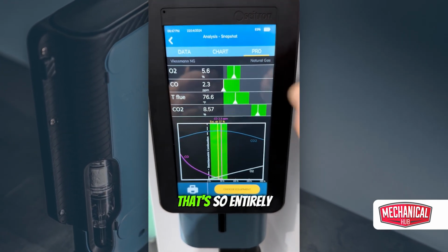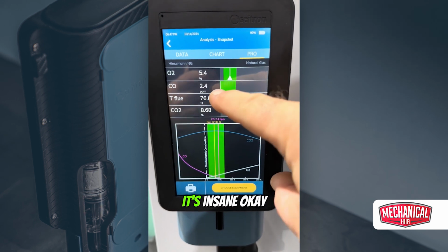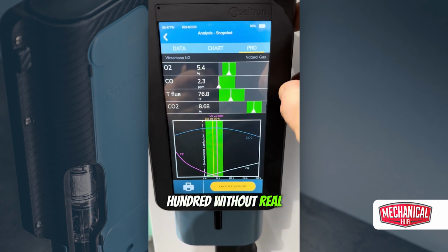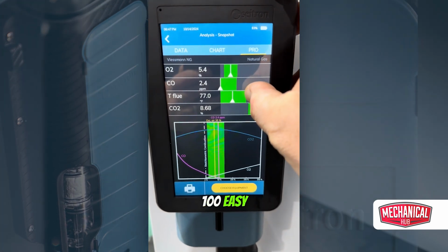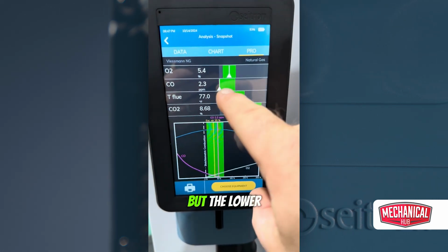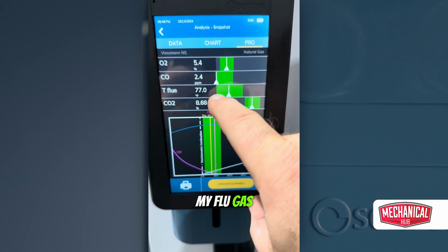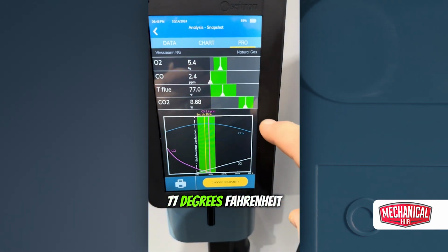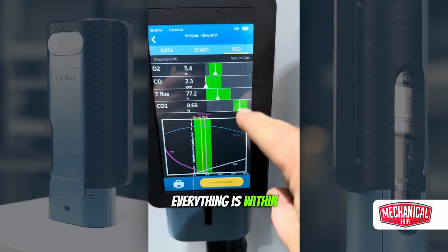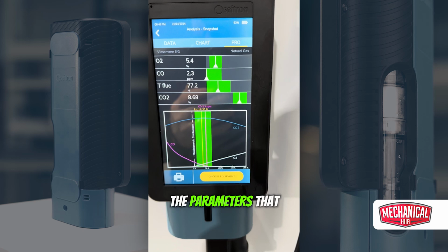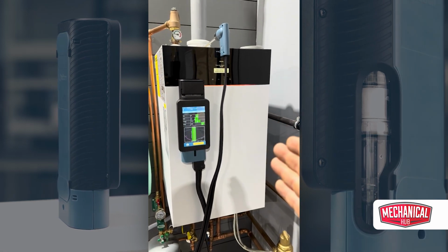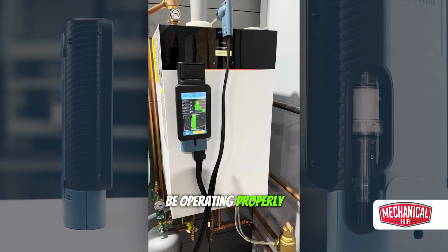That's so entirely low, it's insane. That number can go up to a couple hundred without real problems. 100 easy. 200 still within reason. Not great, but the lower the better, right? My flue gas is measuring at 77 degrees Fahrenheit, CO2 at 8.6%. Everything is within the parameters that I have input based off of Wiesmann's numbers they're looking for it to be operating properly.